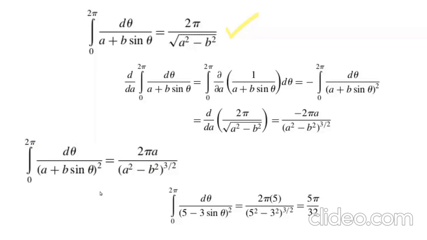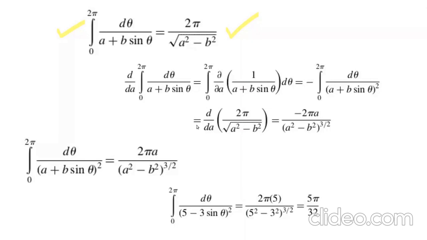How can we do this? Suppose I differentiate the left hand side and the right hand side with respect to a. The differentiation of the left hand side will give del by del a of 1 by a plus b sine theta d theta, where I am assuming b as constant. So this differentiation will be minus the integral from 0 to 2 pi of d theta by a plus b sine theta whole square.